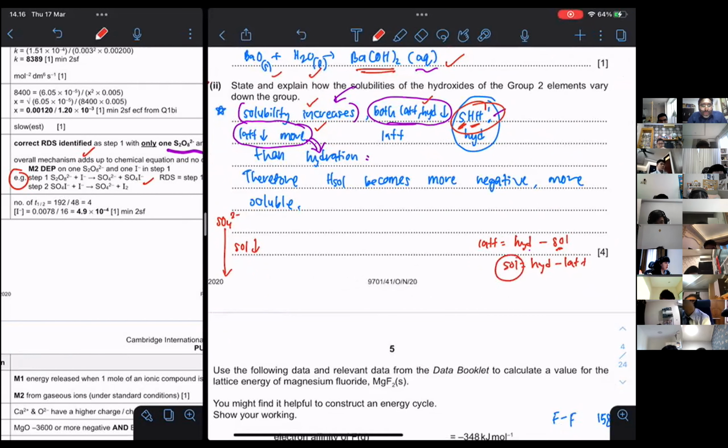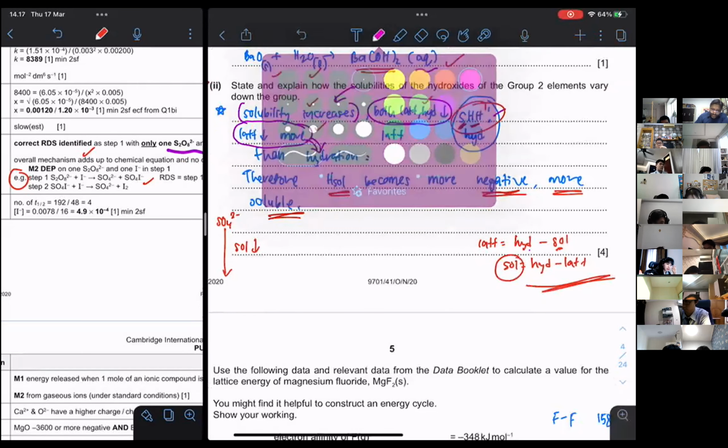Because now I know solubility is increasing. And as we said, if you have more solubility, it means you must have a negative enthalpy of solution, or a small positive one, then it's soluble. So your enthalpy of solution is going to become more negative. You don't need to even show that over here. Therefore they become more soluble. In that case, if you put in all this, you will get the 4 marks.